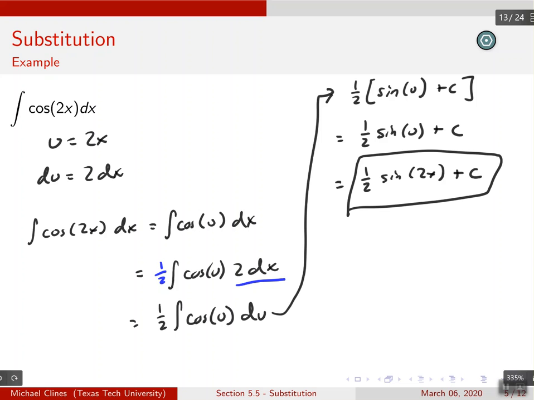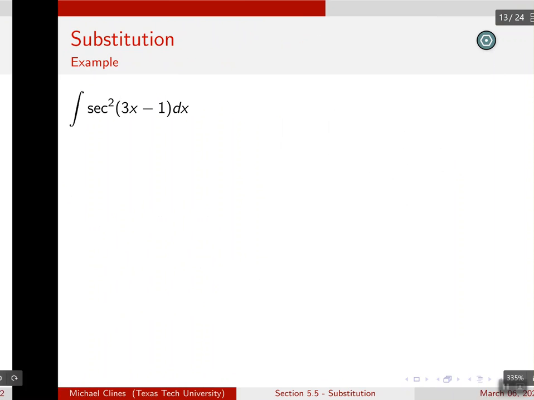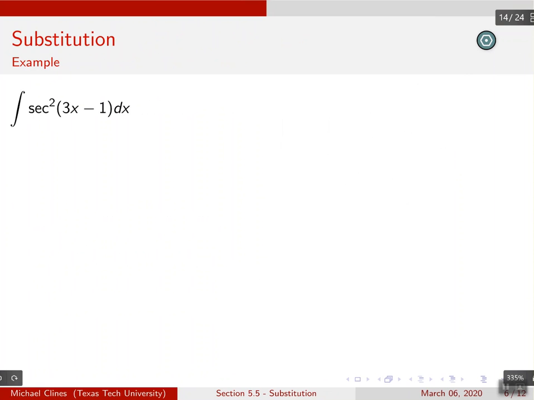All right. So that's it for that example. Now let's look at a little bit more complicated examples. Let's look at this one: the integral of secant squared of 3x minus 1 dx.